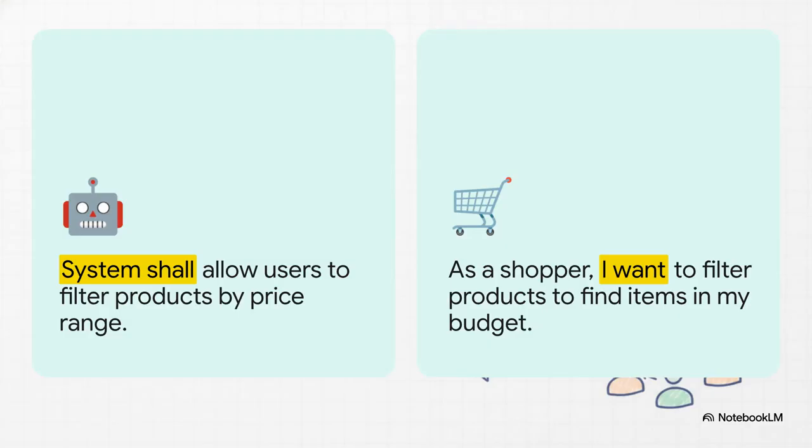Let's actually see this transformation in action using a pretty straightforward e-commerce example. On the left side here, we have our old-school functional requirement. The system shall allow users to filter products by price range. It's incredibly dry and it's completely system-focused. But now look at the agile user story on the right. As a shopper, I want to filter products by price range so that I can quickly find items within my budget. Do you see that shift?